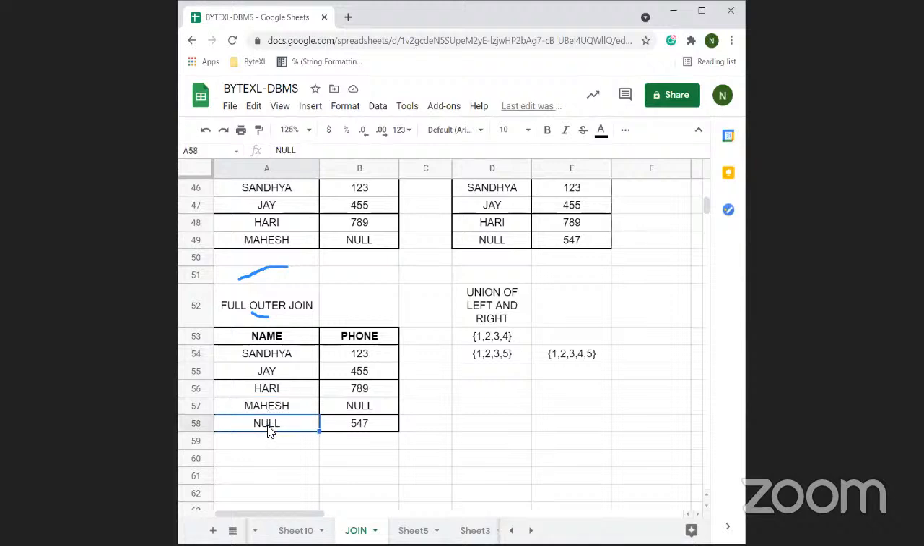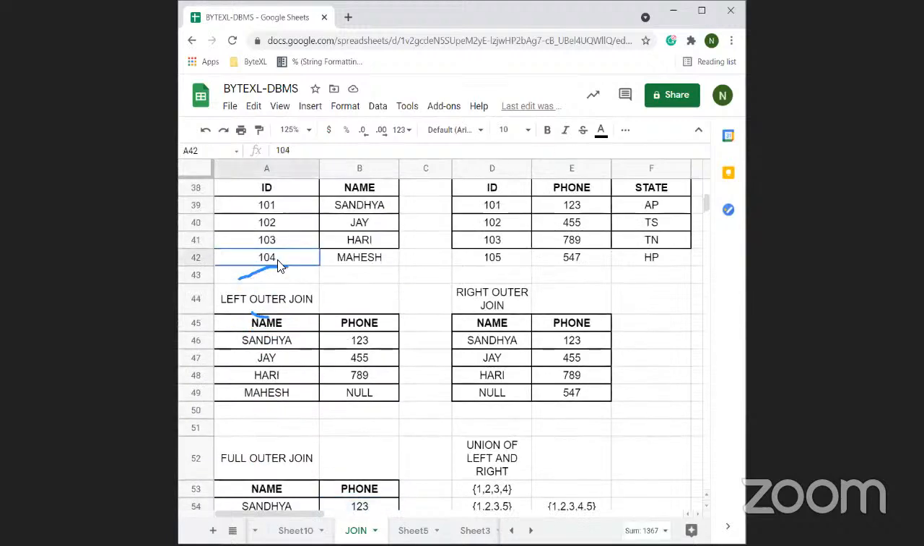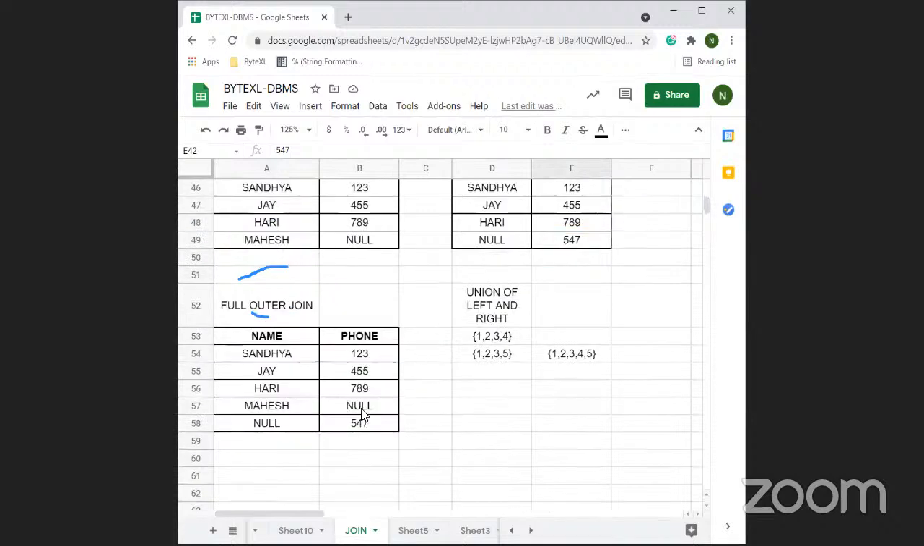What is the name of roll number 105? There is no name. So null is taken. What is the phone number of, again, 1, 2, 3, 4? For 1, 2, 3 we have phone numbers. For 104 there is no phone number. So null is taken. 105 no name, null is taken. 105 number is there, it is taken. This is full outer join. There are other names associated as well. But these are the general concepts of joining.